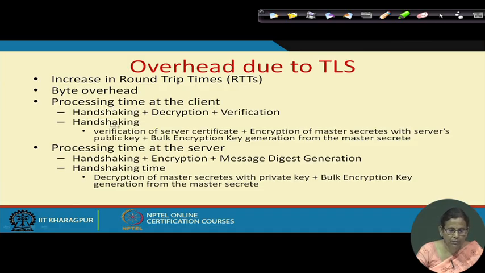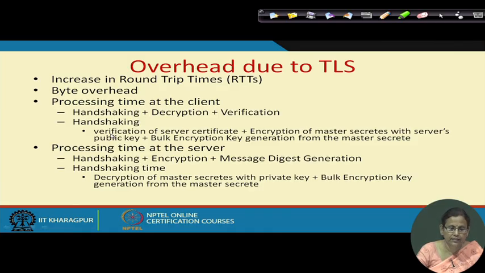The client takes time for handshaking, for decrypting the message, for verifying. At the server it is handshaking, encrypting the message and generating the message digest. This handshaking, which again involves encryption and decryption, and the decryption and verification are for the bulk data, but handshaking is for key generation. So, key generation takes place plus bulk data transfer takes place. For both of these some time is consumed.